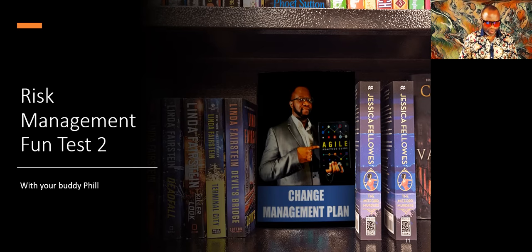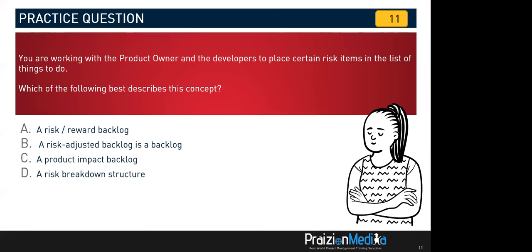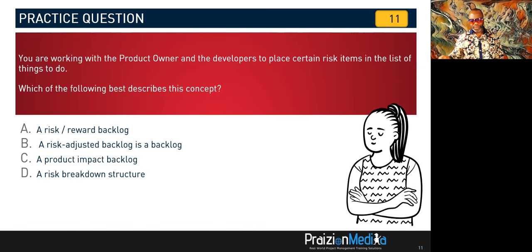Here is your first question. It reads, you are working with the product owner and the developers to place certain risk items in the list of things to do. Which of the following best describes this concept? I'll give you more time to answer, but you've got to hit the pause button. Okay, hit the pause button, get more time for this question.